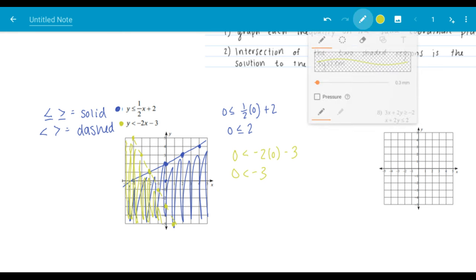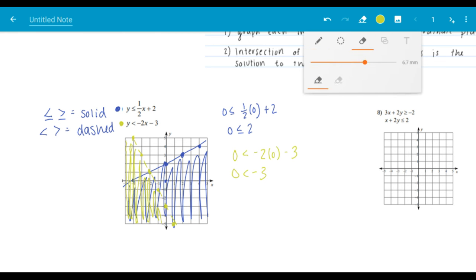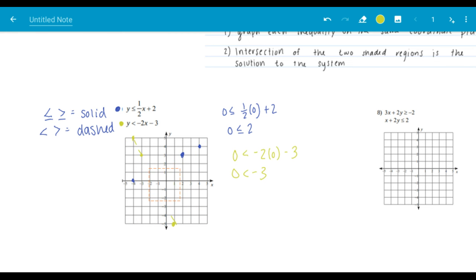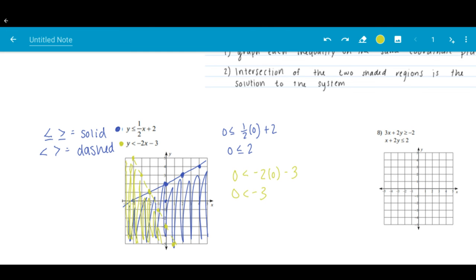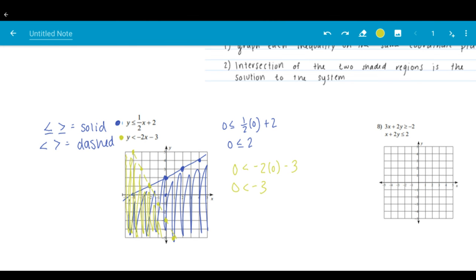And if I wanted to, I could choose to erase, if I had an actual pencil, the part that is just blue or just yellow, but with this app, I cannot do that. So it's just going to remain the doubly shaded portion. Come back for part 2 where my linear inequalities are not in standard form.